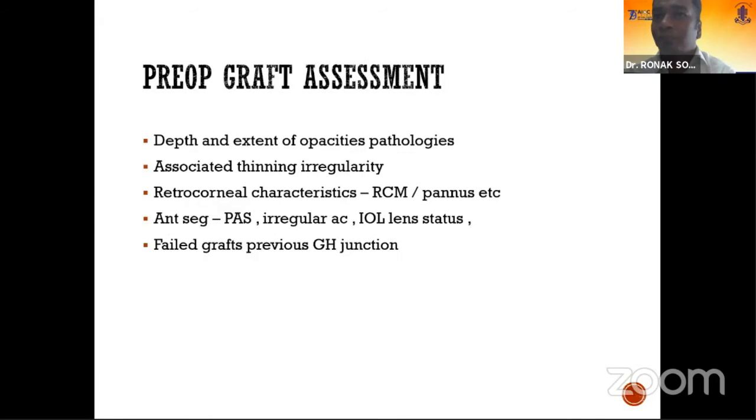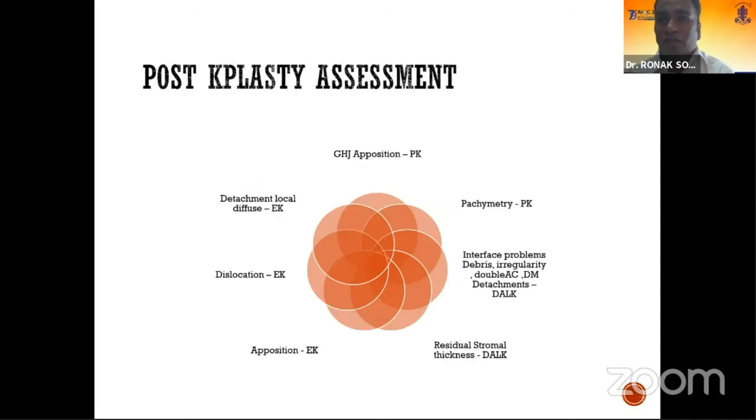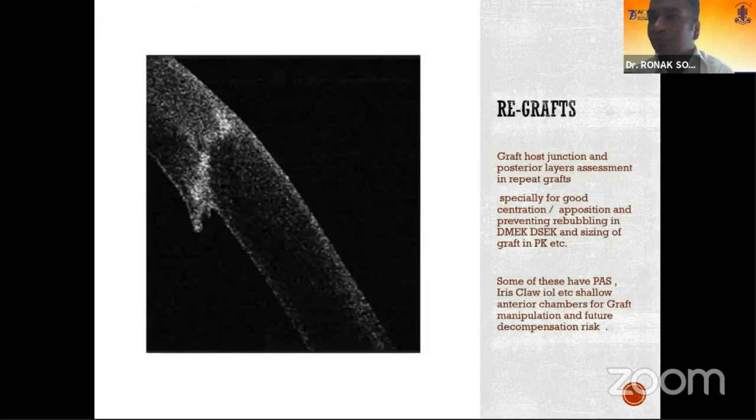In your pre-op graft assessment, you have depth and extent of opacities, thinning, retrocorneal membranes, pannus, anterior segment abnormalities, and failed grafts. In post-keratoplasty, after you have done your surgery, you can always check for graft host apposition, pachymetry, interface problems, residual thickness. And in endothelial keratoplasty, you can look for detachments, dislocations, and apposition of the graft.